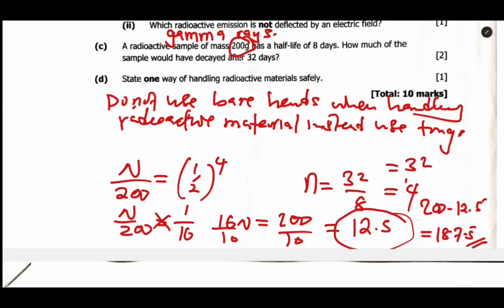Then the other one, radioactive material should be stored in a container lined with lead. Do not direct radioactive material to any human being. Wear protective clothing. Okay? Wear protective clothing every time you are working with radioactive material. Those are the safety measures that you can take.